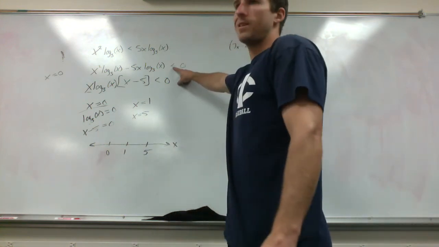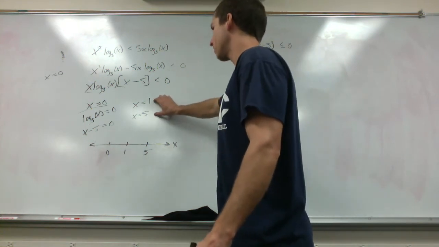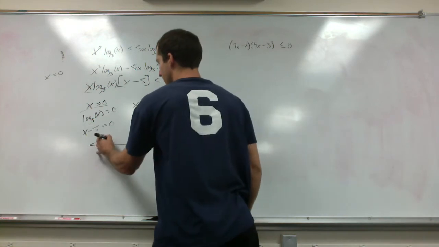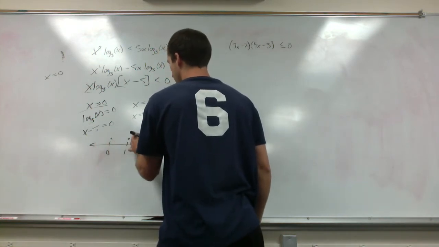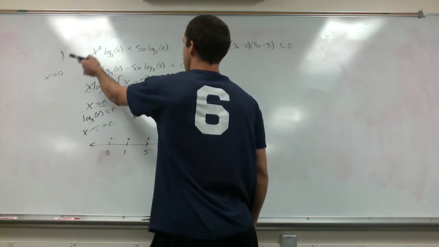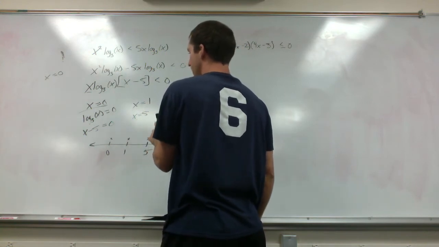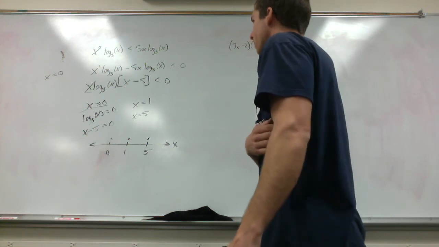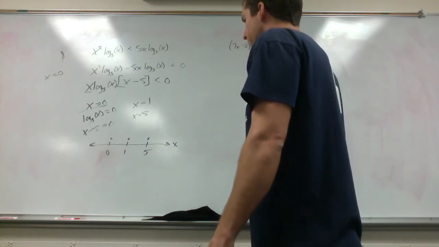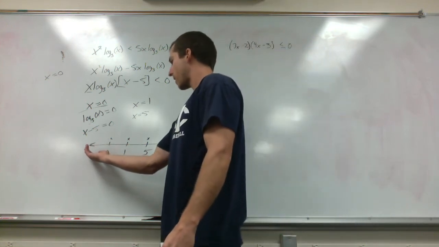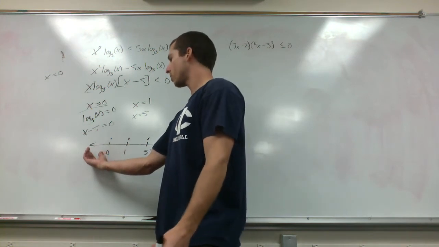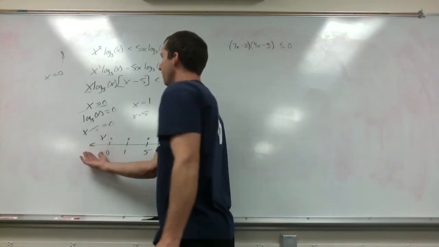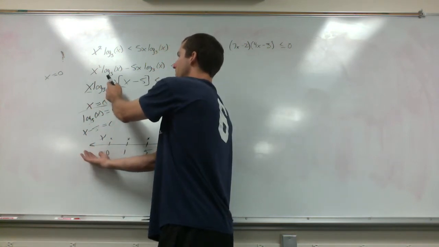Because this is strictly less than, I know none of these values that make this expression 0 are going to be any good. 0 is not less than 0. If we substituted x as 0, we'd get 0. If we substituted 1, we'd get 0. If we substituted 5, we'd get 0. If we think about values less than 0, we know we can't substitute them into the log anyway, so those are no good.